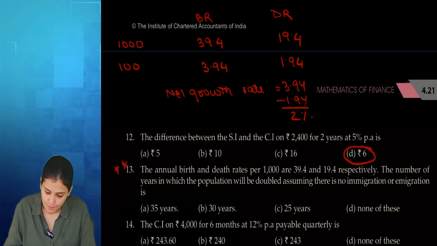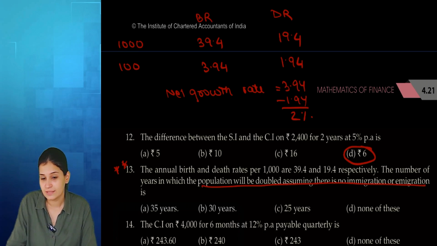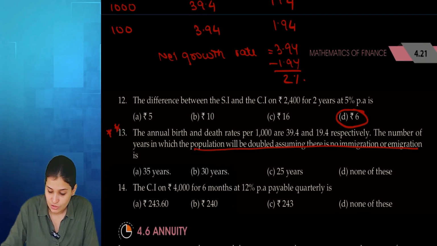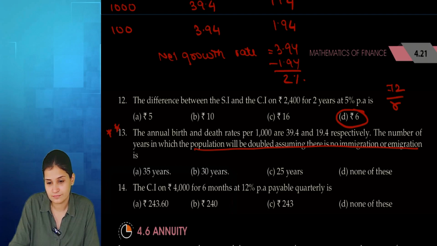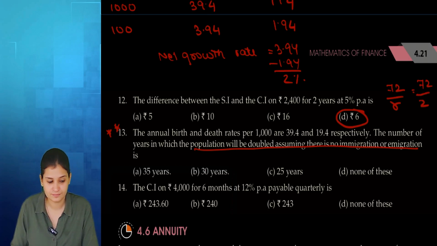Now what we want is the population will be doubled. So doubled is 72 by R years. Yes, ma'am. So this will be 72 by 2. Answer? 36. We don't have 36.